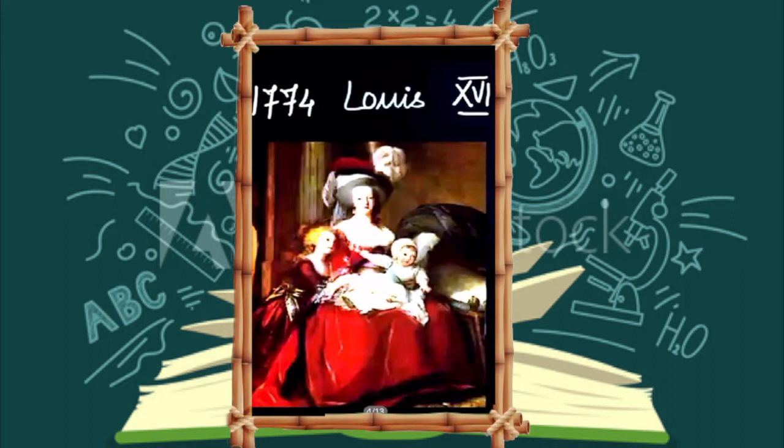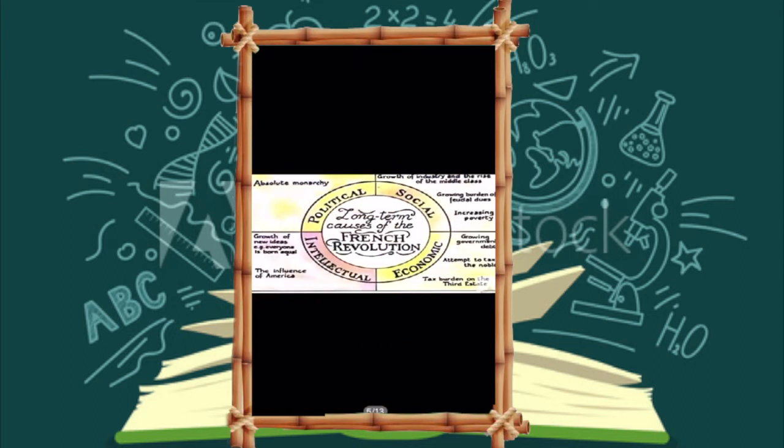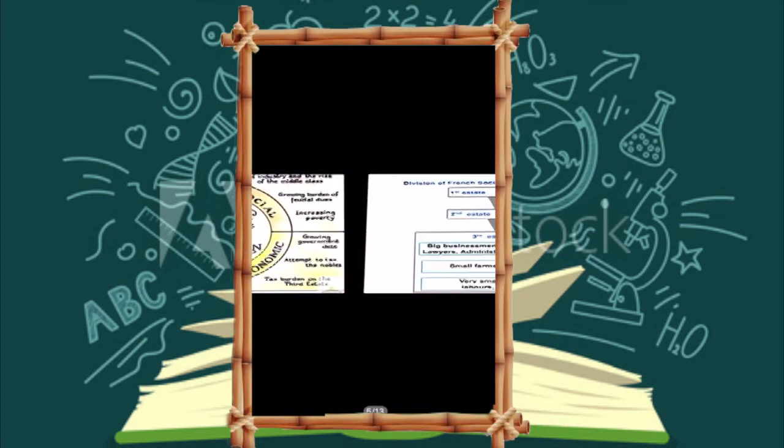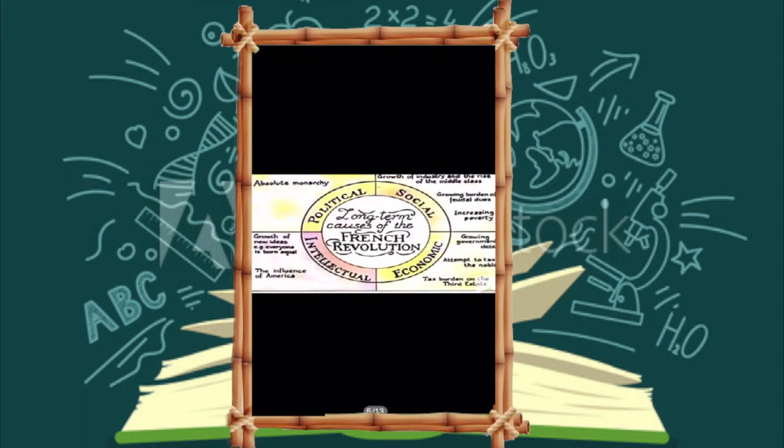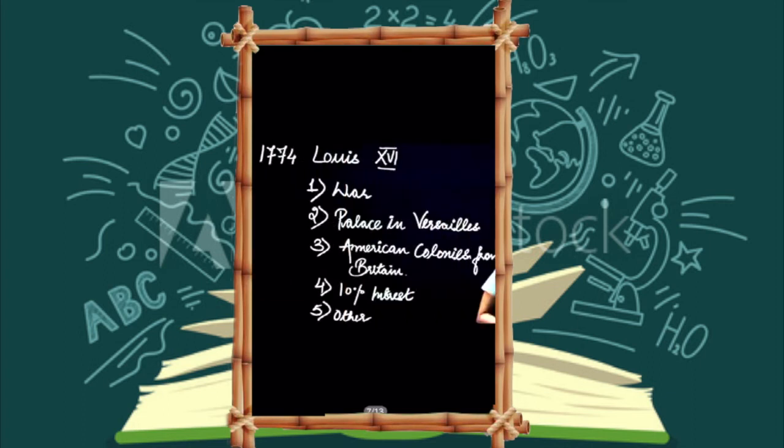When he became the king, he found that the treasury was empty. What is the treasury, children? The treasury is like a bank, a place where all kinds of treasure, money, and whatever wealth there is, is preserved. The treasury was empty, and the king wondered what was the reason behind the emptying of the treasury. Then he came to know different reasons.